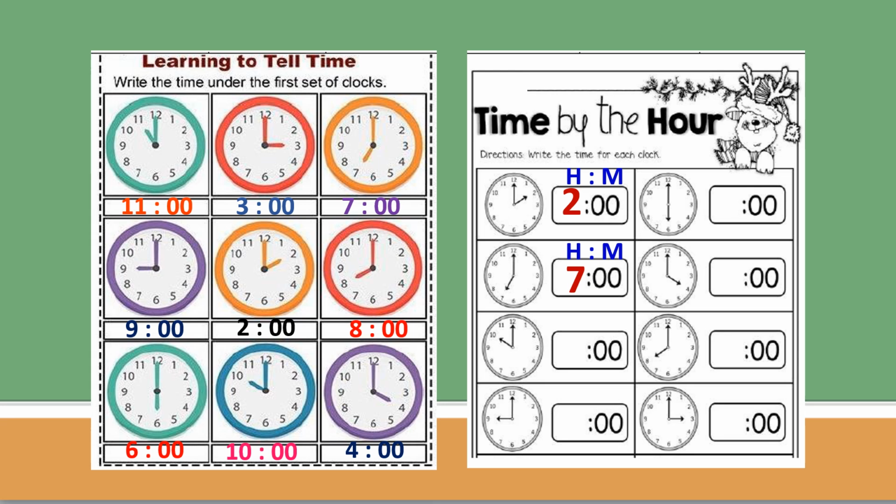Here in minutes hand we have 0, 0. So in hours the short hand points to 10. So it's 10:00. Here we have in minutes hand 0, 0. So in hours the short hand points to 9. It means 9:00. Here we have in minutes hand 0, 0. So in hours the short hand points to 6. So it means 6:00. 6 for hours and 0, 0 for minutes.